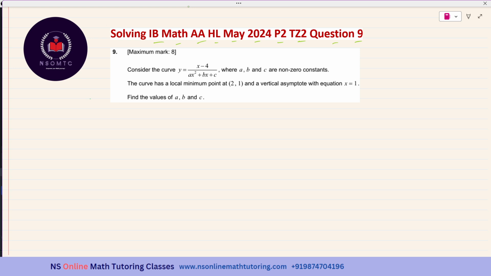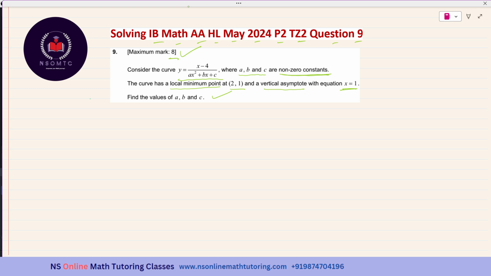So without any further delay, let us start answering question number 9. The maximum mark is 8. Consider the curve y equal to (x minus 4) over (ax square plus bx plus c), where a, b and c are non-zero constants. The curve has a local minimum point at (2, 1) and a vertical asymptote with equation x equal to 1. Find the values of a, b and c. It is containing 8 marks.